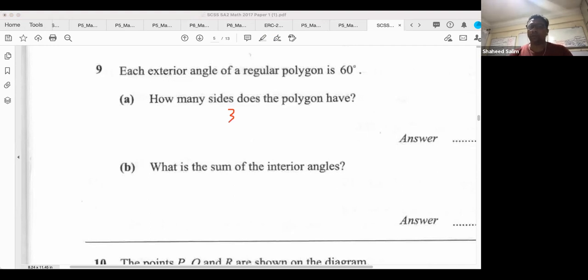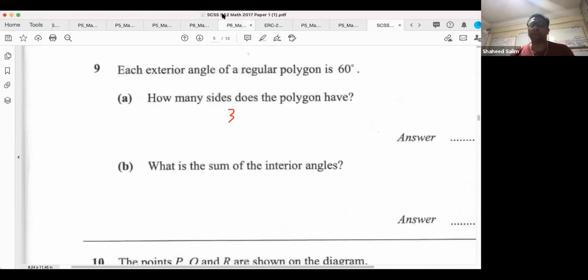Now, how to do the next one? You know how to do the next one? You can draw a 6-sided polygon. Okay, this one, hold on. Let me just show you this one first. First thing, 360 divided by 60, you get 6. So the answer is a 6-sided polygon. So why don't we draw a 6-sided polygon?